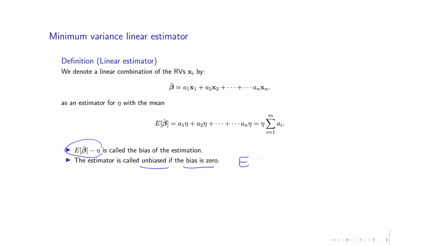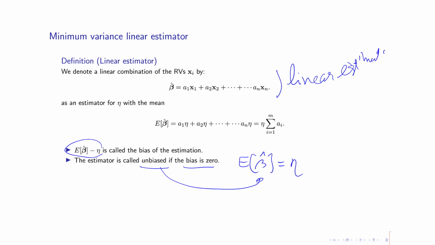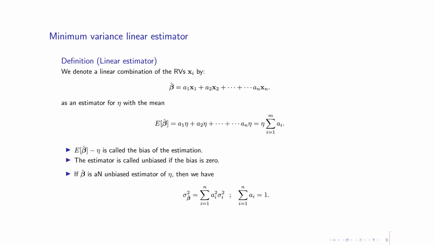So the estimator is called unbiased if the mean of eta hat is equal to eta, is equal to the true value of your unknown. We call it unbiased. So as soon as I say unbiased estimator, we mean this. So we are looking for a minimum variance unbiased linear estimator. So this is a linear estimator. This is bias. Unbiased means that the mean of the estimator is equal to the true value.